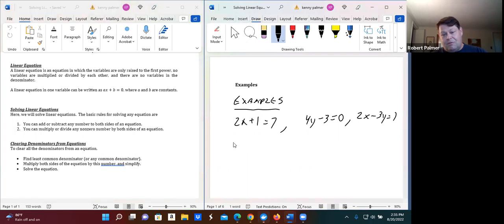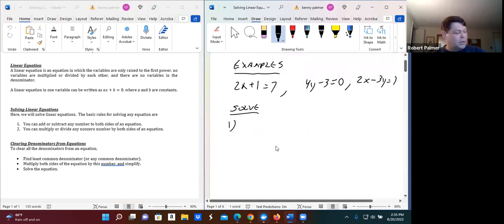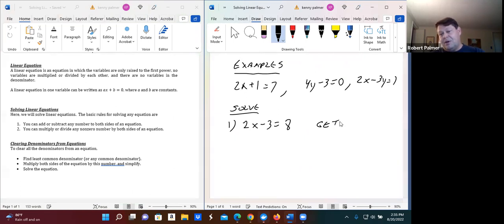Well, let's take a look at some examples to solve. So our direction is just to solve. Look at our first one, number 1. Let's say we want to solve 2x minus 3 is equal to 8. And for most of you, this is going to be a basic review. So our goal then is to get the x, or the variable, whatever it is, by itself. So the first thing we need to do is get rid of the 3.